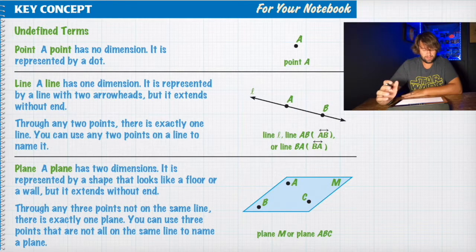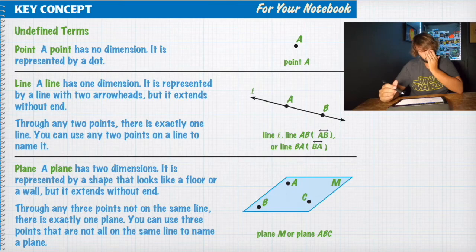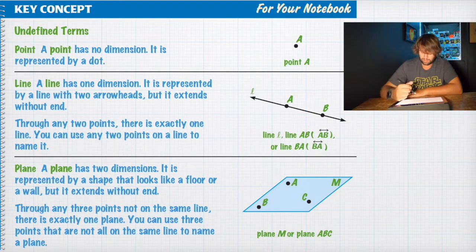Plane. A plane has 2 dimensions. It is represented by a shape that looks like a floor or a wall, but it extends without end. Through any 3 points not on the same line, that's important, there's exactly one plane. You can use 3 points that are not on the same line to name that plane. So right here, this is not a point. This is showing that it's naming that plane. It's a bolded letter. But you could also name this plane ABC or CBA, whatever. A lot of people really enjoy having their letters in alphabetical order, so we go with ABC.